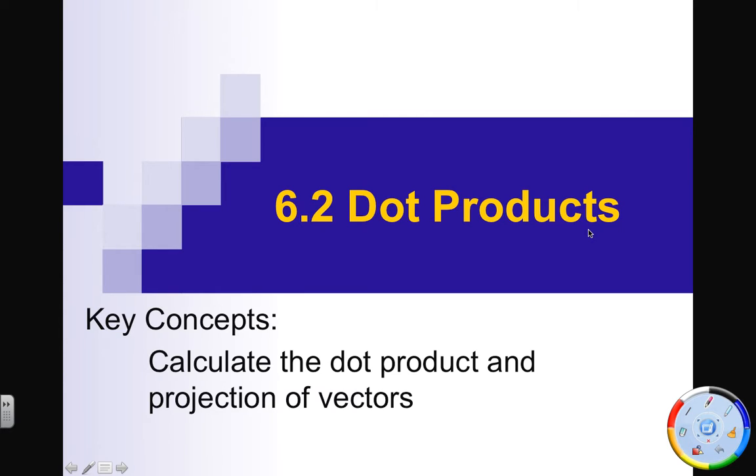6.2, dot products. We're doing some more stuff with vectors today. We're going to look at the very basic idea of what's called a dot product, and a somewhat complex thing called projection. Kind of a cool little thing, but it's always kind of complicated. All right, so let's get right into it here.